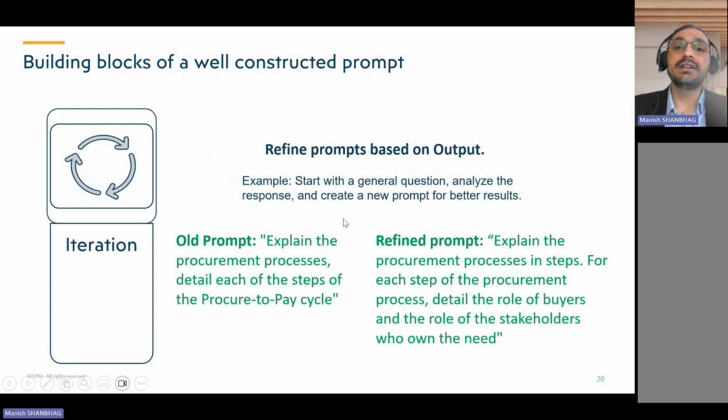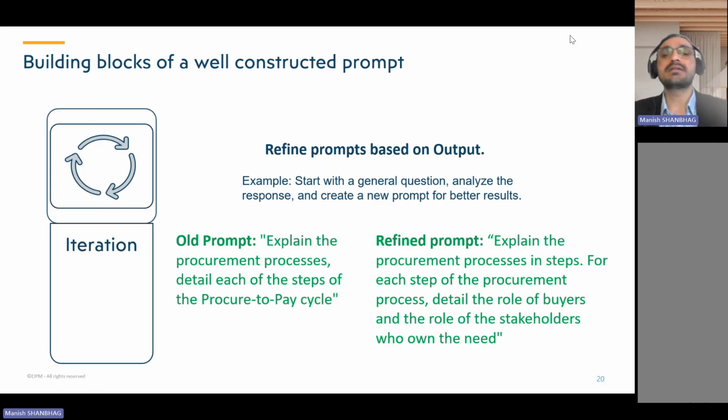Then you can have iterations, right? So you could have one prompt. You could start off with a general question, analyze the response, and then create a new prompt for better results. So you could say, earlier we said, explain the procurement process, detail each step, etc. Now you can use the same, right, and refine the prompt.